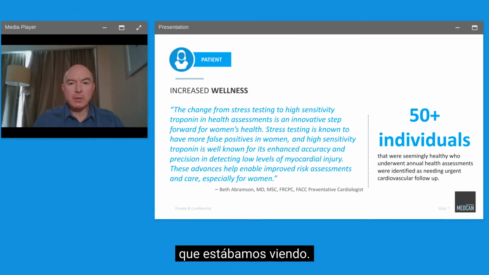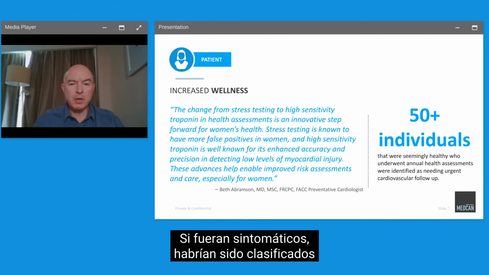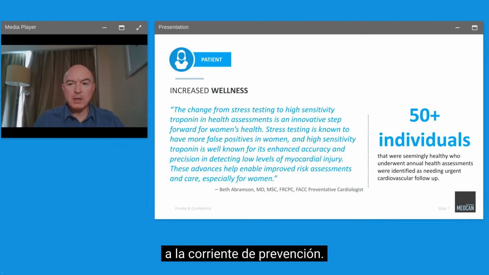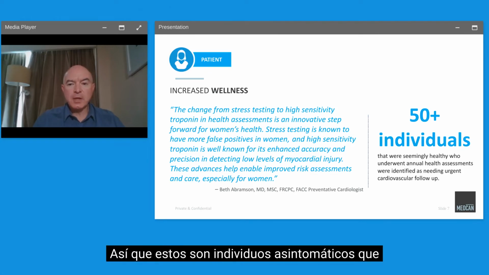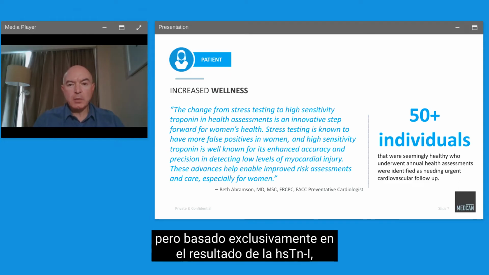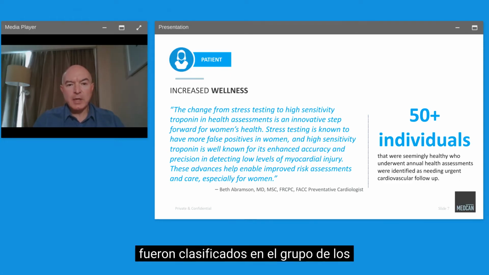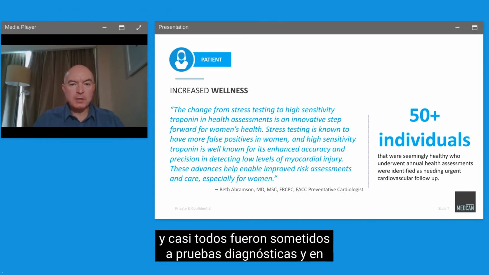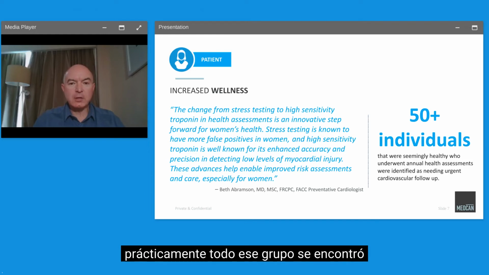If they were symptomatic, they would have been triaged out of the prevention stream. So these are asymptomatic individuals that may or may not have had some previous cardiovascular risk, but exclusively based on the HS troponin result, they were triaged into the more urgent arm of our algorithm. For those individuals, they were all referred to hospital, and almost all of them went through some diagnostics, and virtually all of that group was found to have significant pathology.